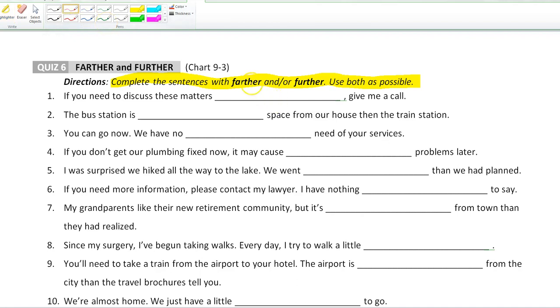Well, farther has to do mainly with distance. And further means more. Okay, so when we're talking about more distance, then farther is correct. But further is also correct because further means more. So if the meaning of the sentence is more distance, then both farther and further are correct.